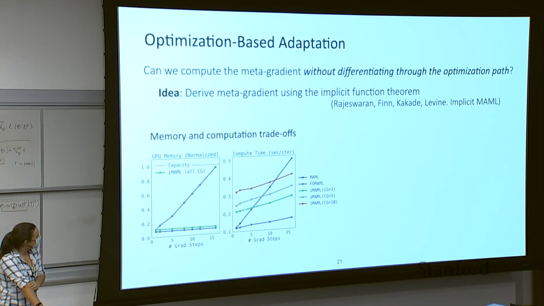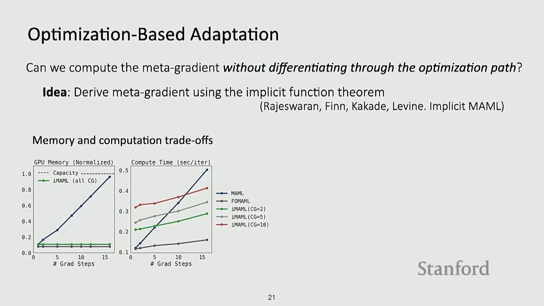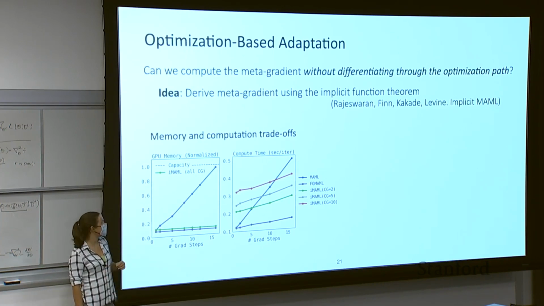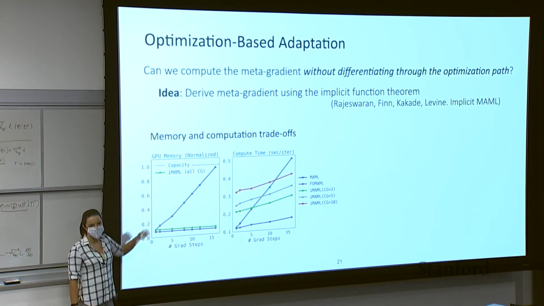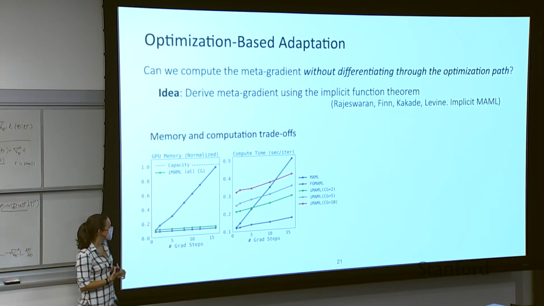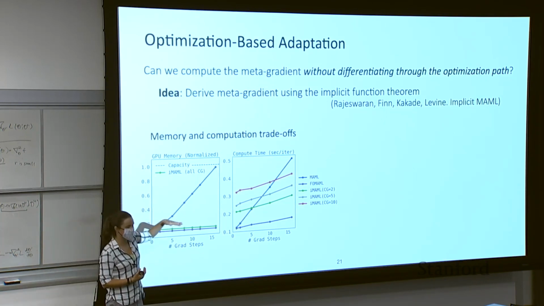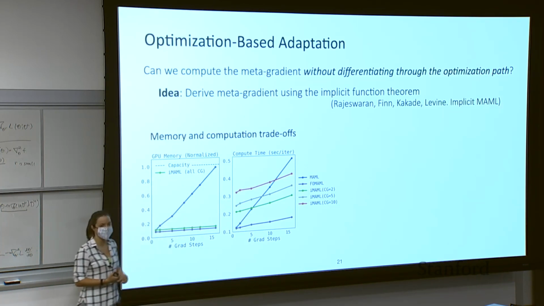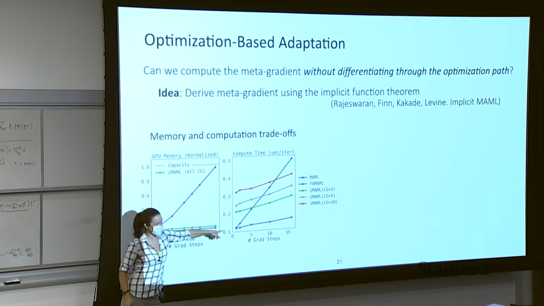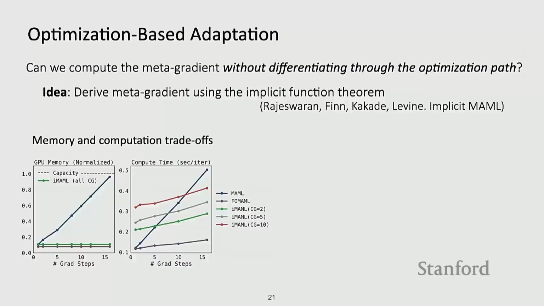And you get some interesting trade-offs in terms of memory and computation. If you plot the number of inner gradient steps on the x-axis and the amount of GPU memory that you need, if you use the implicit function theorem, this stays constant, whereas it increases linearly for an approach that just backprops through the computation graph. And then the computation time also stays flatter compared to backpropagating through the entire procedure. And this purple line is the first order approximation, which also is a shallower line.